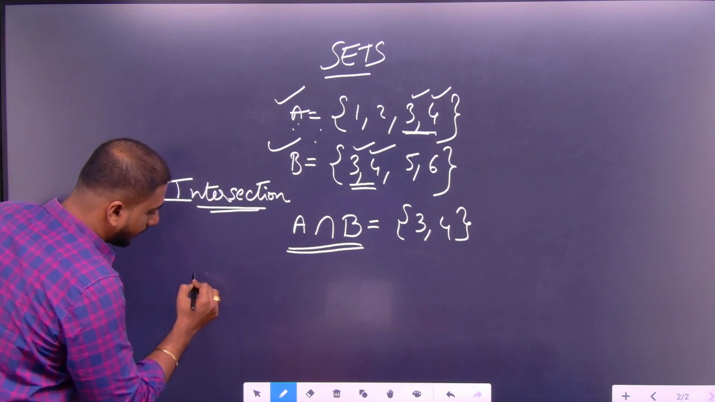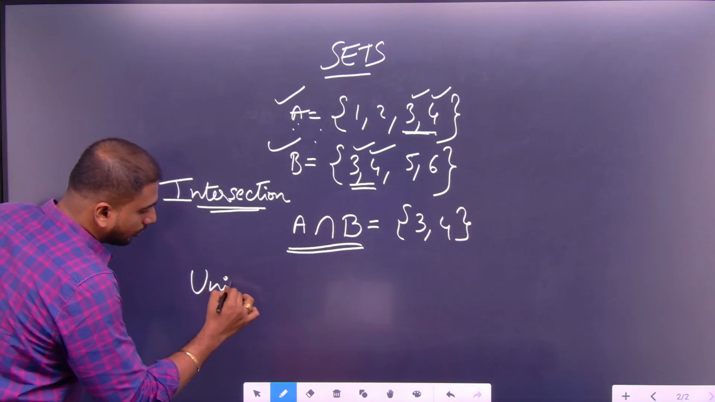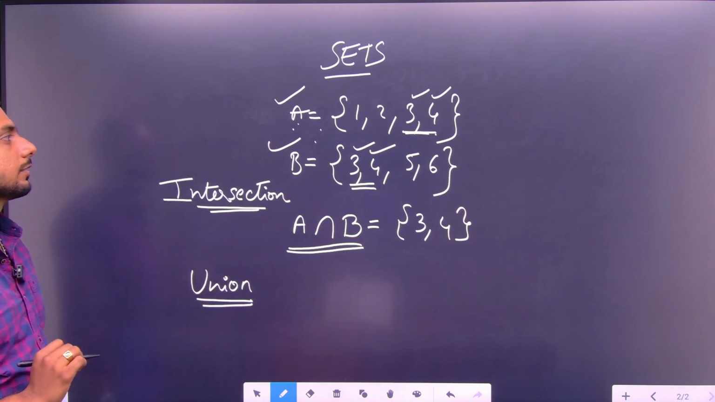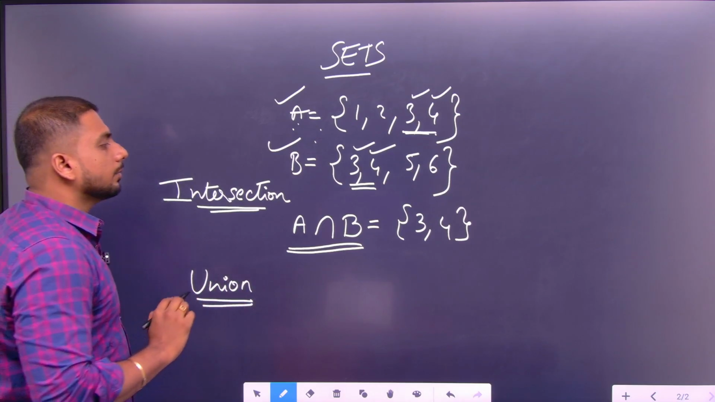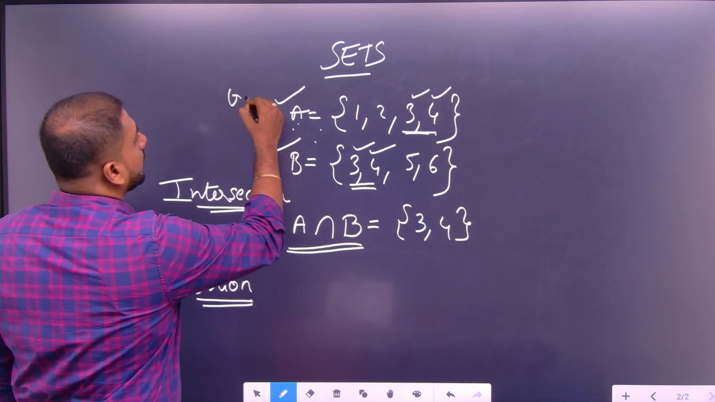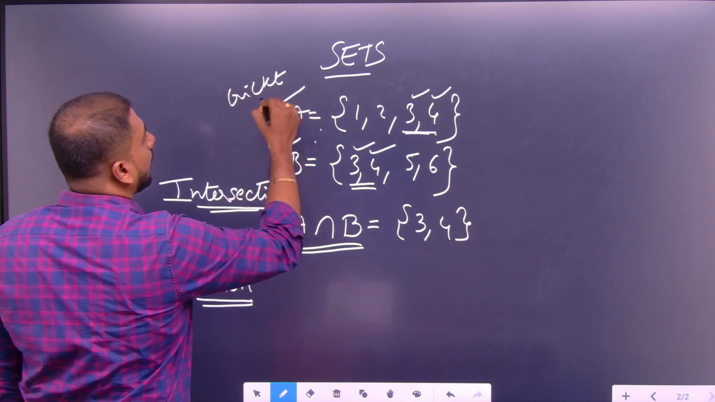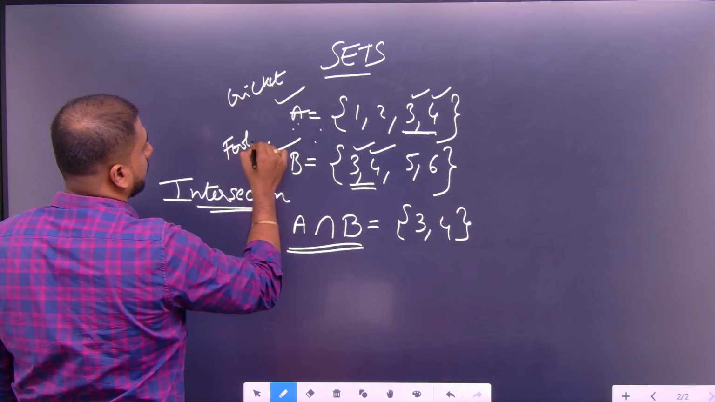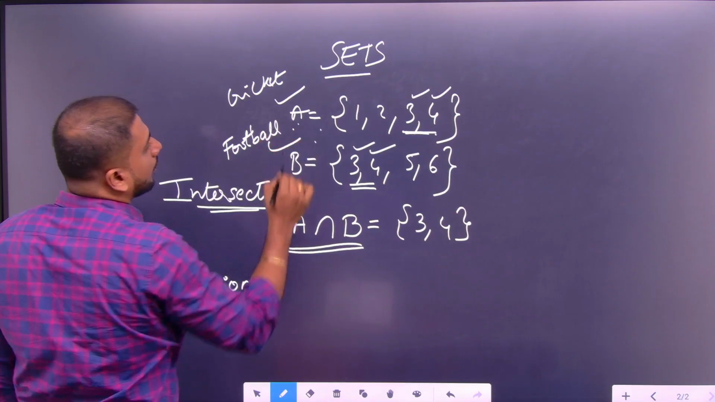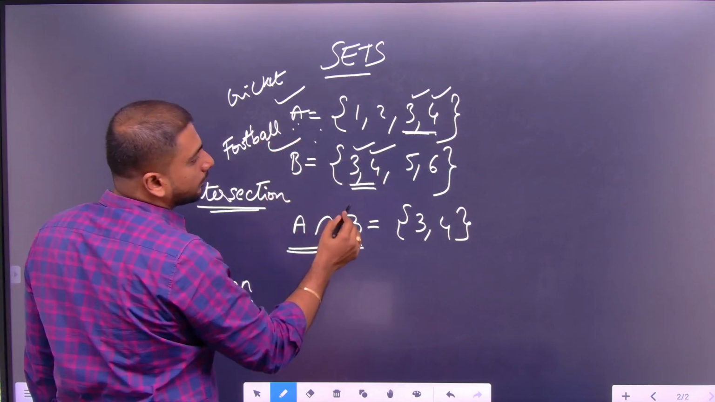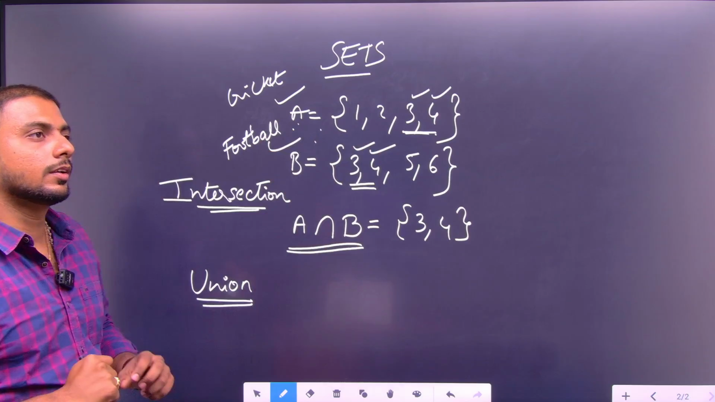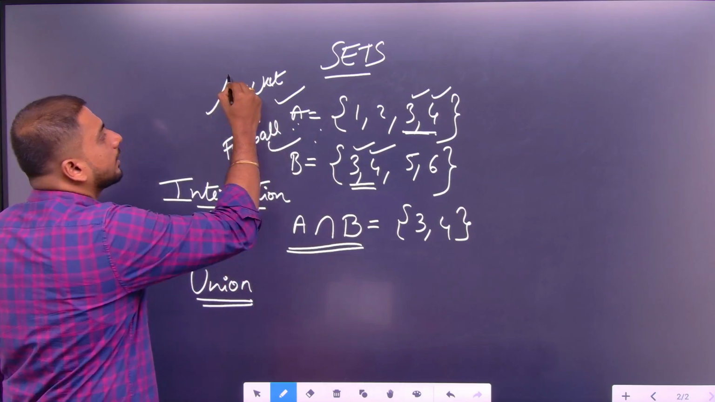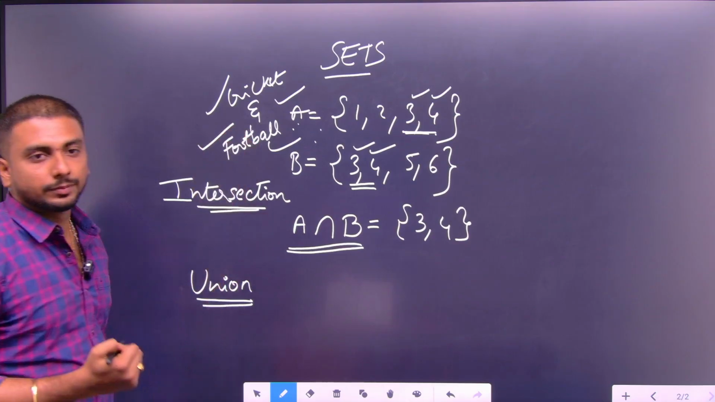Now we have another topic known as union. What do you mean by union? Now we said it's cricket and football. Now when they like both the sports, we have a common. That means it should be an and condition. They should like cricket and they should like football.